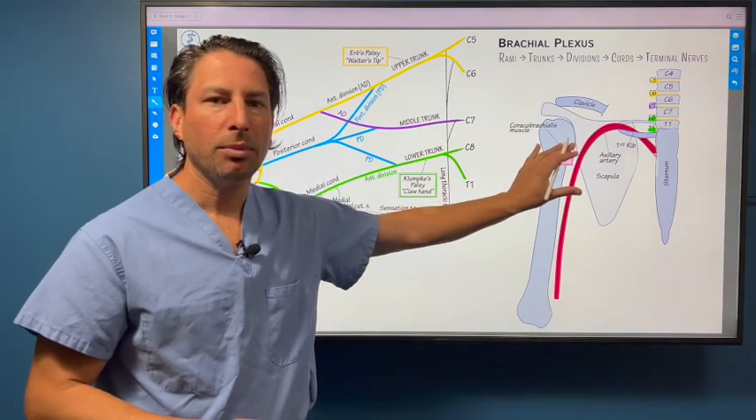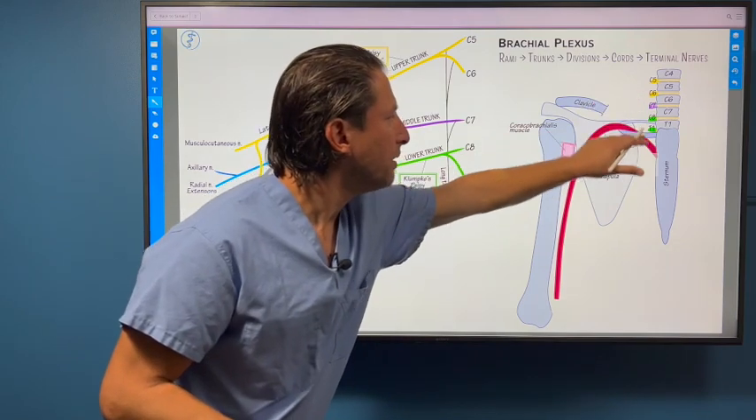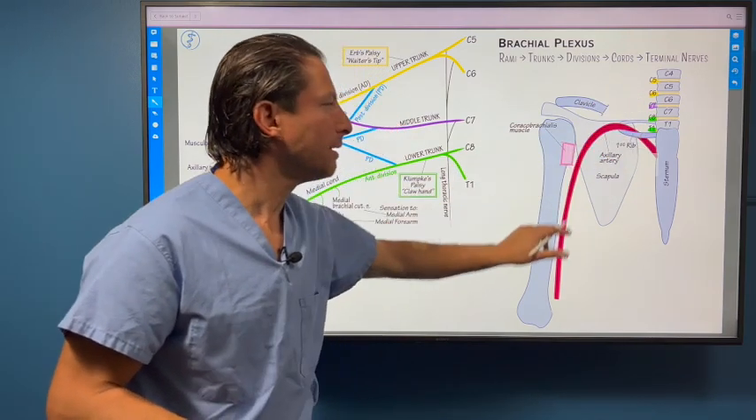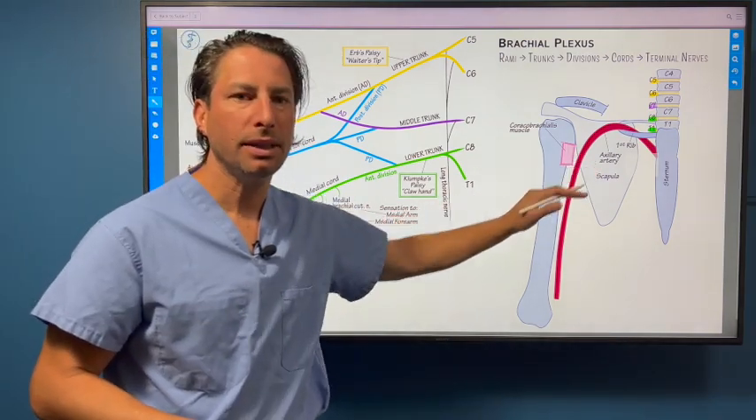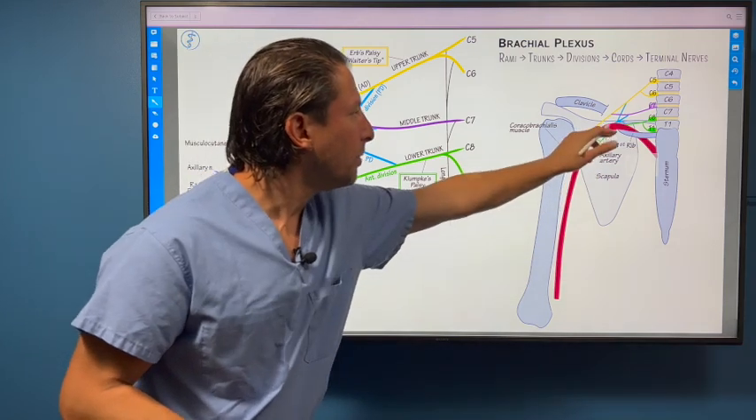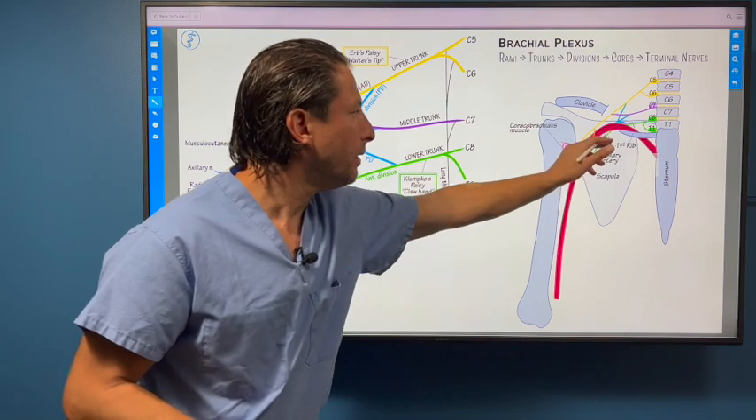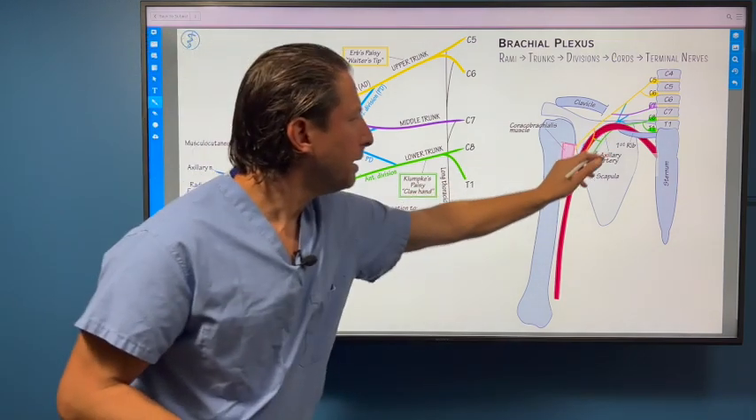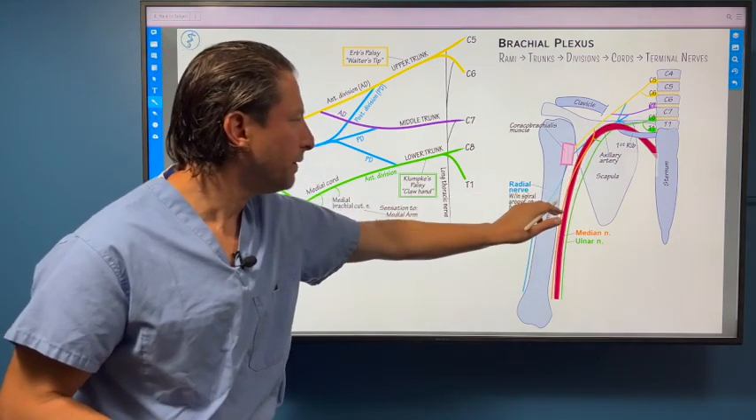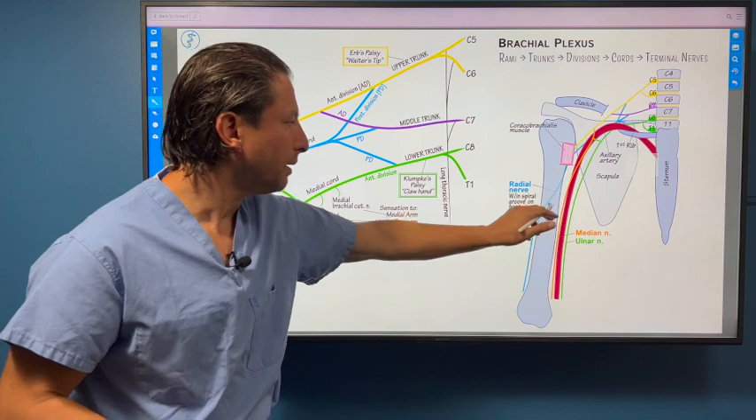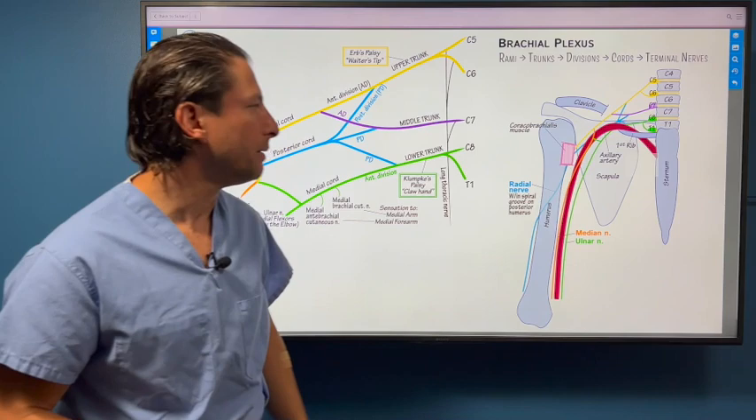So this is the brachial plexus within its anatomy itself. So here are the roots, C5 to T1. This is the axillary artery. These cords are named based off their relationship to the axillary artery. So the posterior cord lies posterior to the axillary artery here, and then the medial cord is medial and lateral is lateral. Here's the radial nerve. It's passing posterior along here along the humerus, and then here's the median nerve and then the ulnar nerve here.